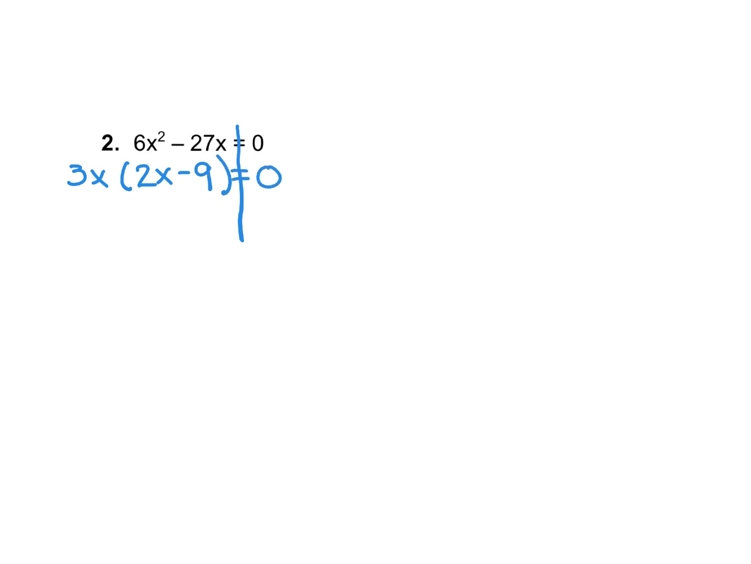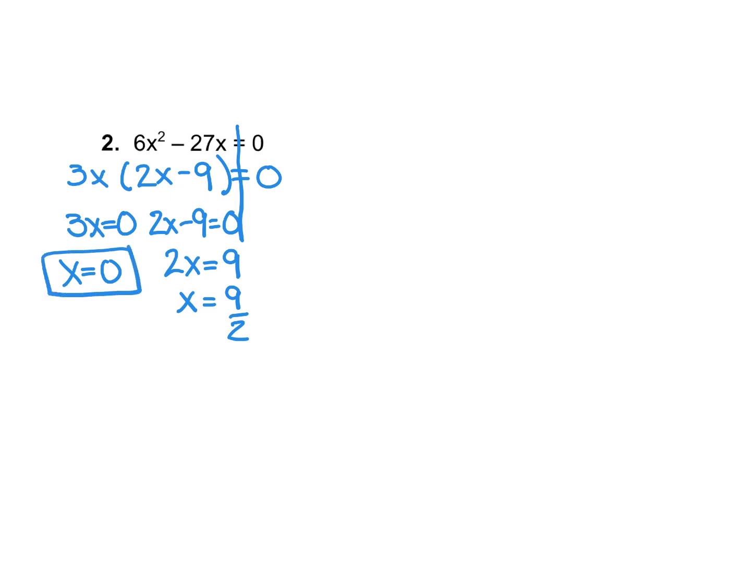And then we've got these two equations here. We've got the 3x is equal to 0, and then we have the 2x minus 9 is equal to 0. So x is equal to 0. And then I'm going to add the 9, so I've got 2x is equal to 9, and then we'll divide by 2, so x is equal to 9 over 2. And so these are our two solutions.